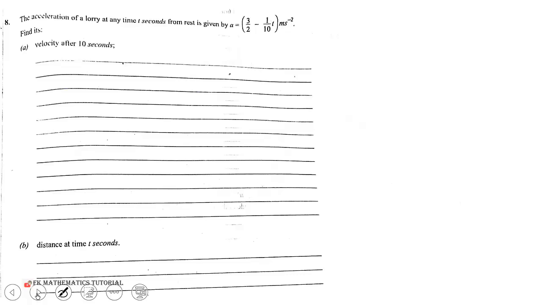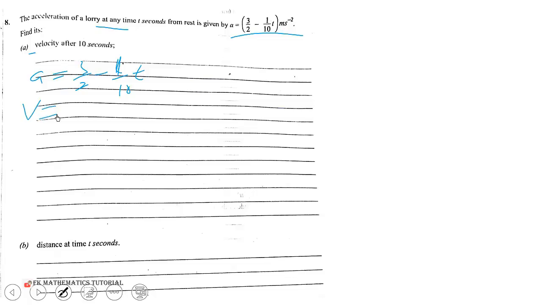The next question: the acceleration of a lorry at any time t seconds from rest is given by a = 3/2 - (1/10)t meters per second squared. Find its velocity after 10 seconds. So from the question, we have the acceleration equal to 3/2 - (1/10)t meters per second squared. We are asked to find the velocity after 10 seconds, so we have to integrate the acceleration to get velocity.